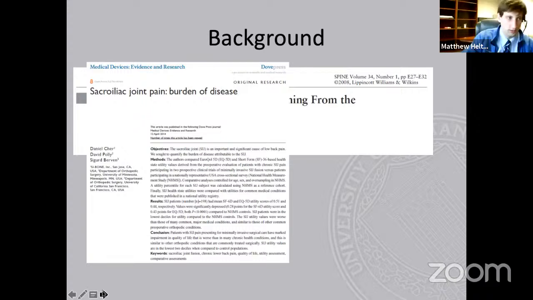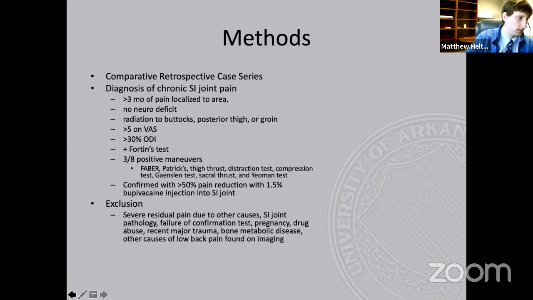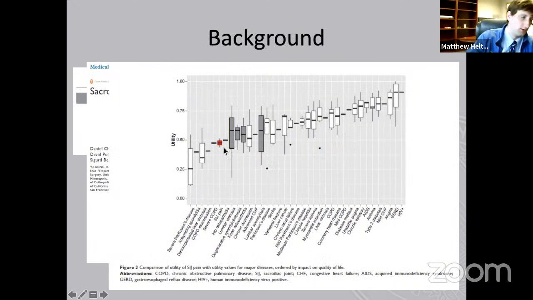Another article that my article cites is this one, which I'll share. In this article, the authors used a national registry to compare diseases and look at how much SI pathology affects the quality of life of patients. And what they found is that SI joint pain has a huge effect on quality of life. You can say it's equivalent to things like severe COPD, hip osteoarthritis, knee osteoarthritis, things that we commonly treat. And so the SI joint, which has been ignored for a large period of time, has really caused a lot of issues with patients.